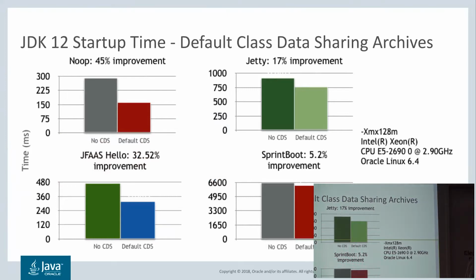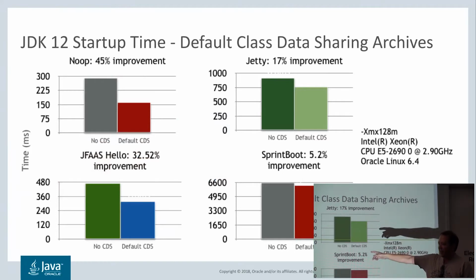Your mileage will vary, but you can see everything from no-op, so this is basically running Hello World, let's say, in which case the improvement is pretty significant. Jetty, which is slightly bigger, you'll see in this case 17%. Then JFaaS, so this is function as a service, 33%, let's say, and Spring Boot, I even have it in my slide deck, 5%. So again, it does vary a bit on exactly what you're running.